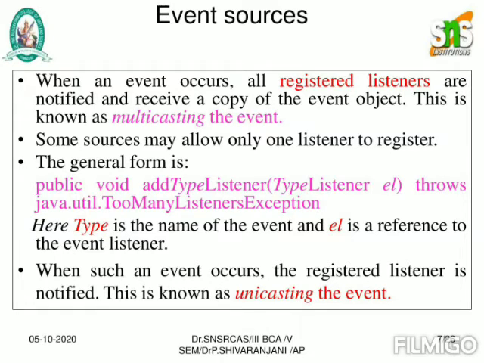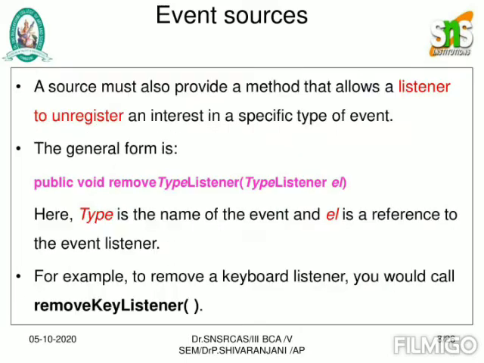Multicasting means the listener receives many copies, that is, whatever action is performed by the user will be monitored by the listener. Whereas in the case of unicasting, only one event can be notified at a time. That is called unicasting the event.